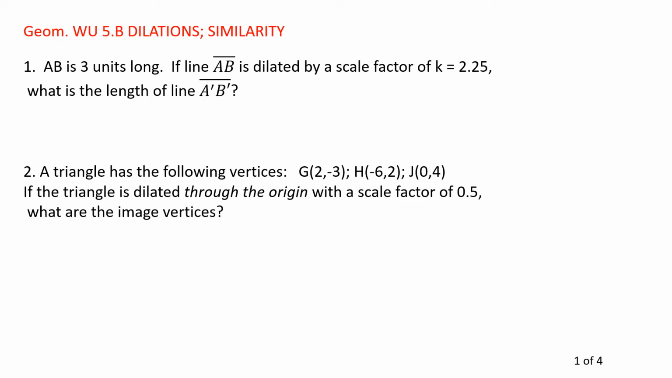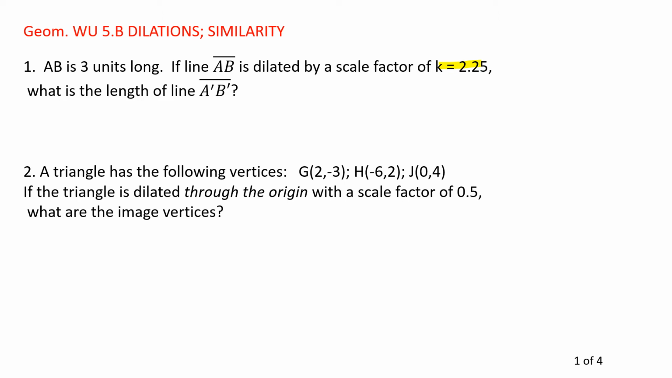Hello, geometry students. In this warm-up, a review of dilations, including scale factor, and also a review of similarity. So this first question says AB is 3 units long. AB is dilated by a scale factor of K equals 2.25. That's probably going to be some important information. What is the length of the new line?